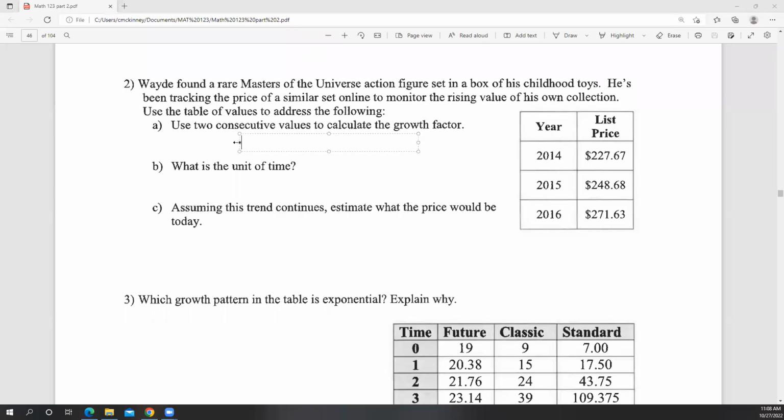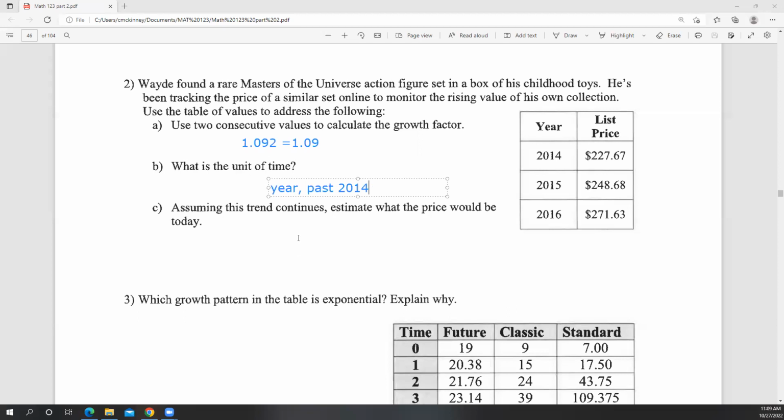So let's see, I got 1.092, or just 1.09, basically 9%. And the unit of time here, since these numbers were given just as a year, would be each year. So assuming that the trend continues, and this would be years past 2014.